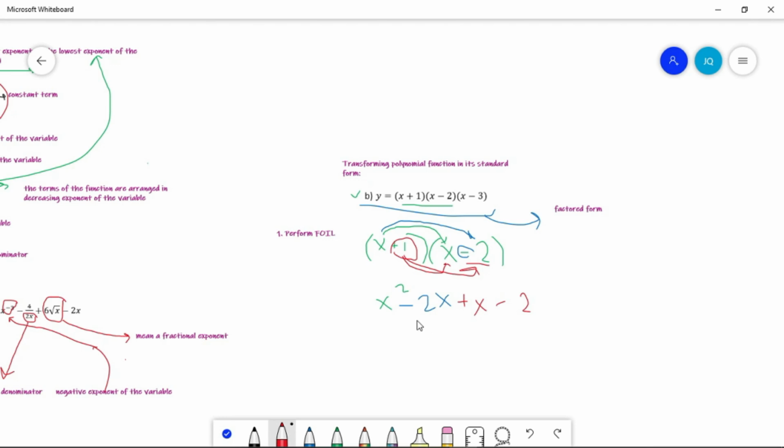Now combine like terms. So negative 2x and plus x are like terms because they have the same variable and they have the same exponent of the variable, which is 1. So let's copy the unaffected x squared. Then negative 2x plus x, that's negative 1x or negative x, minus 2. Now, let's continue doing FOIL for the last factor.